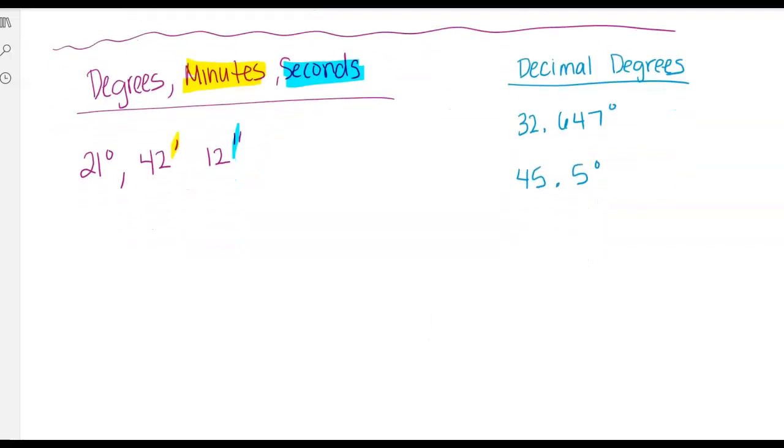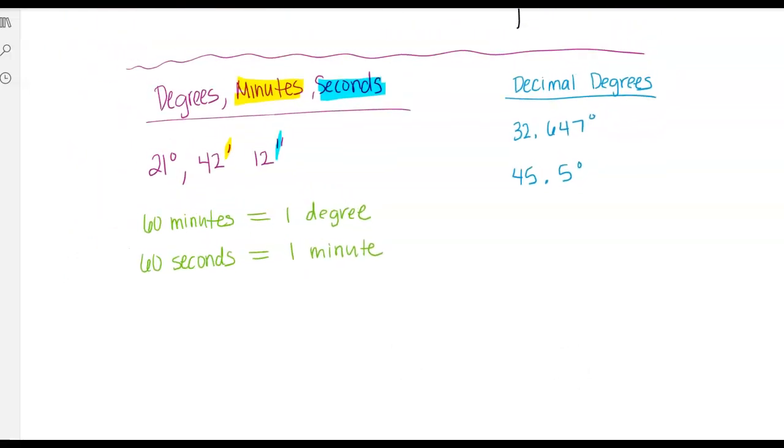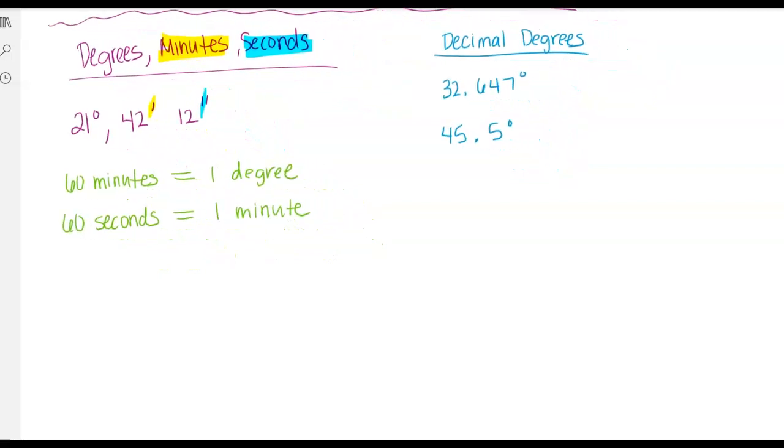Similar to a clock, we have that 60 minutes equals 1 degree, and 60 seconds equals 1 minute. To switch back and forth between degrees, minutes, seconds, and decimal degrees, I'm going to use the number 60 as a bridge. So suppose that I had this last example over here, 45.5 degrees.